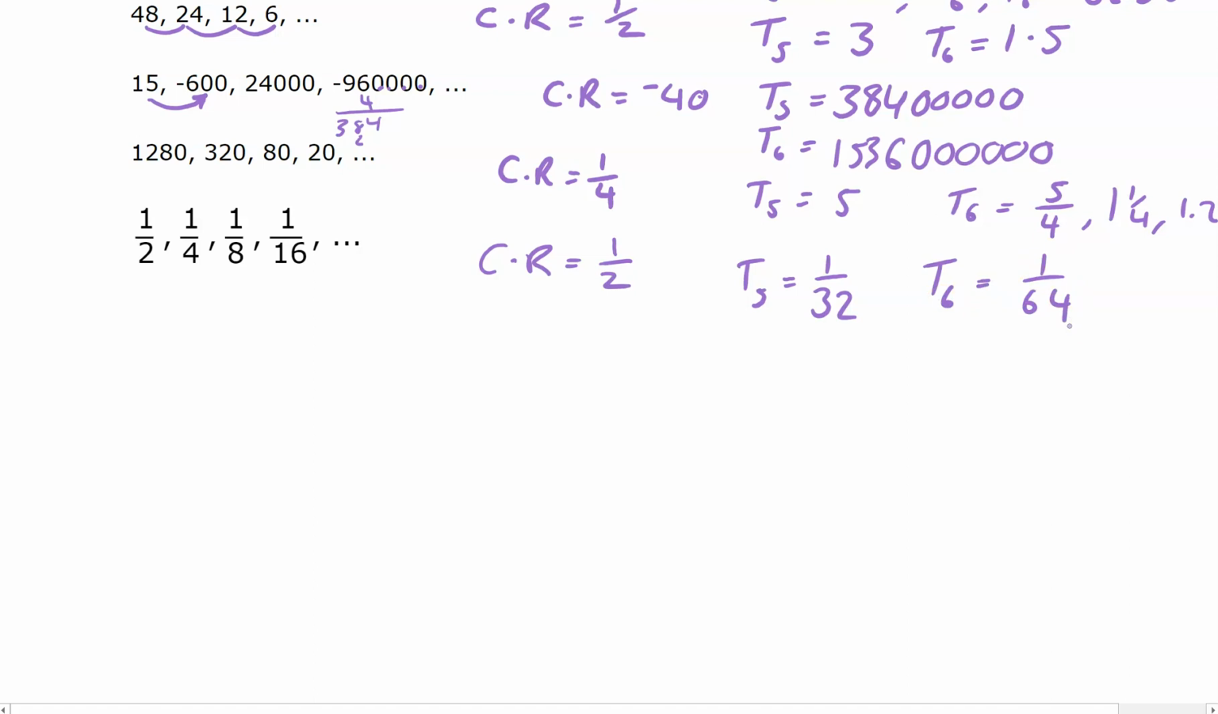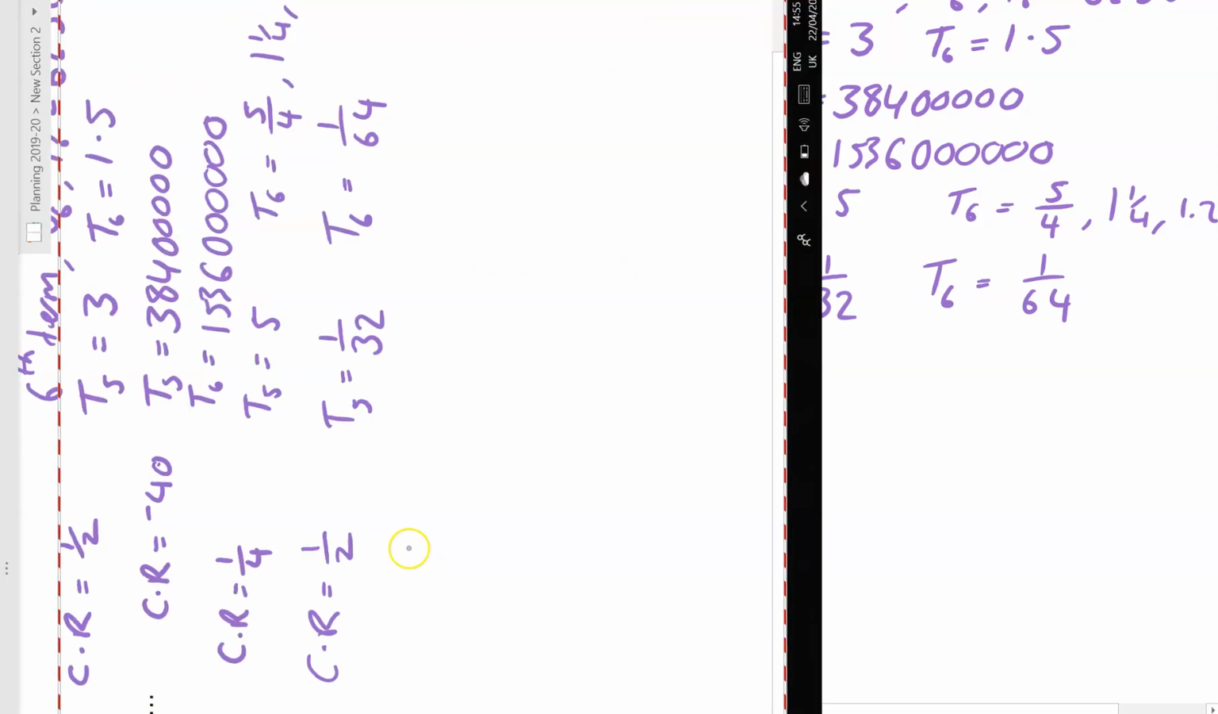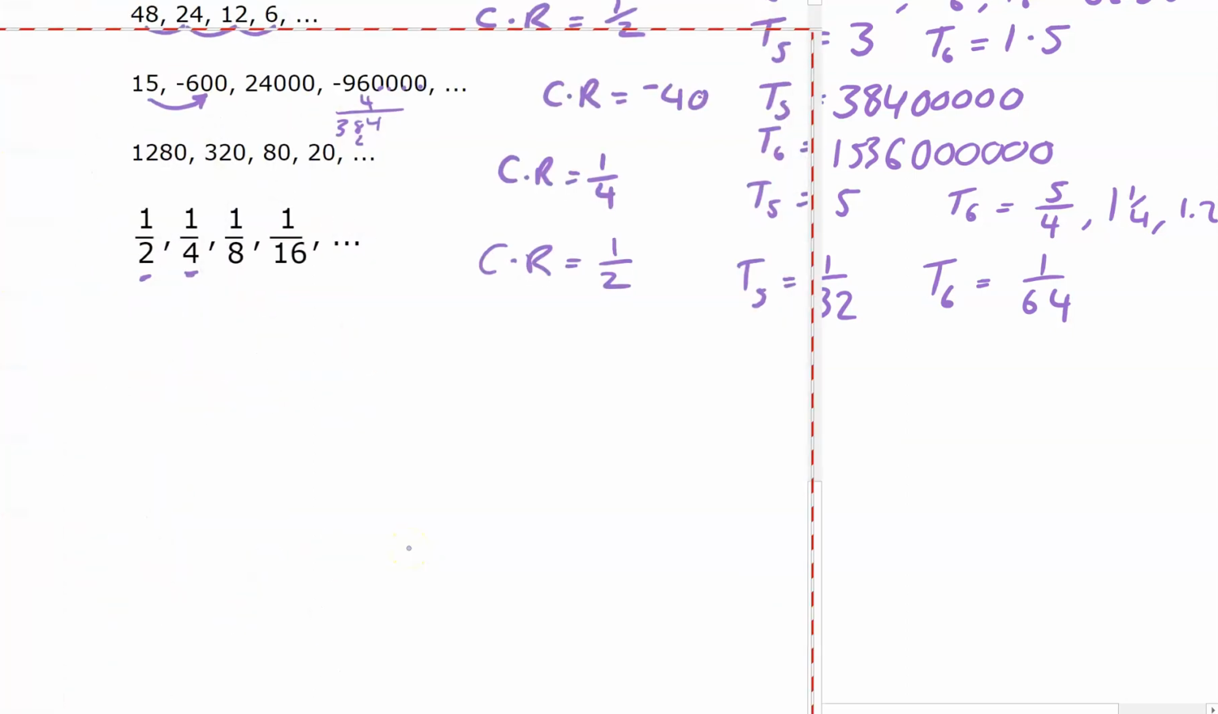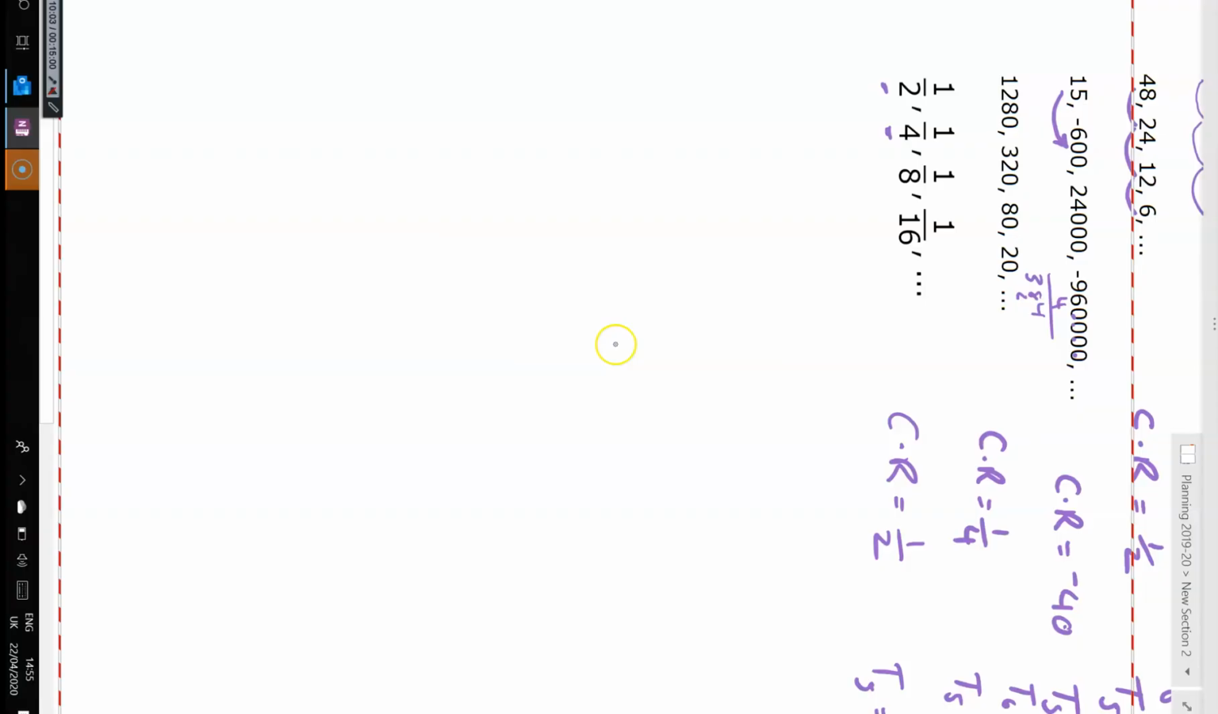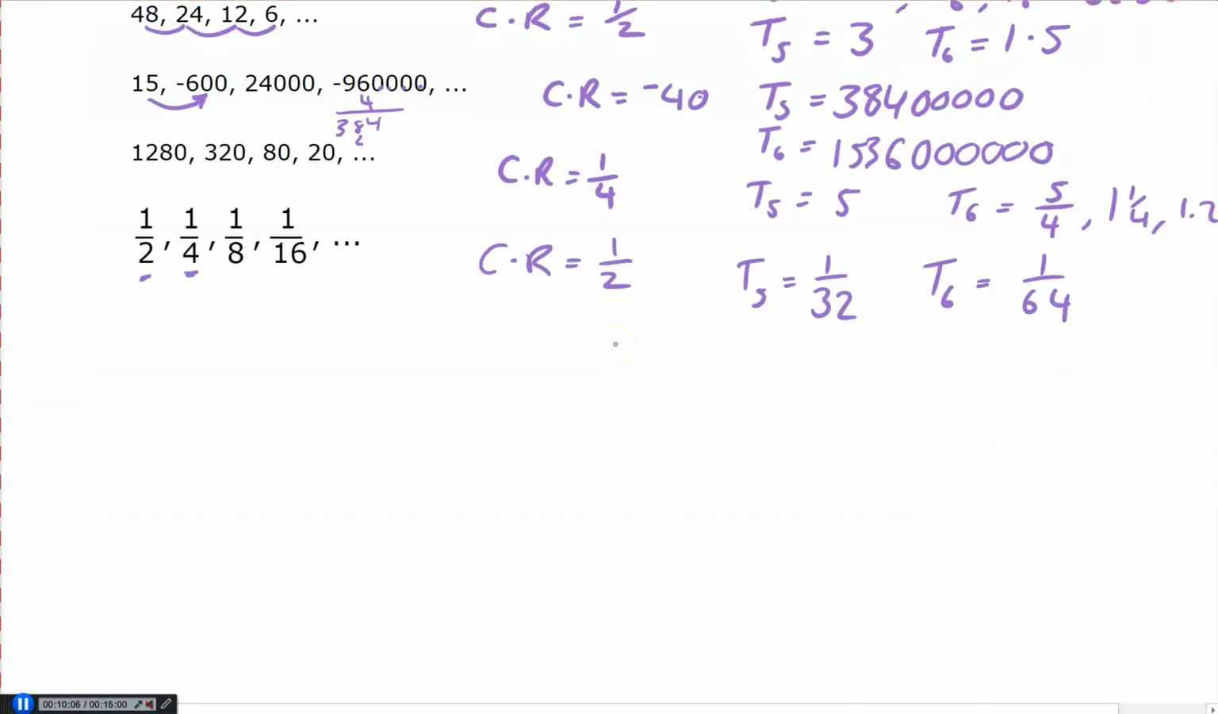Alright, so geometric sequences are reasonably simple. The common ratio is usually the second term divided by the first term, or any two sequential terms divided by each other, the bigger one by the smaller one. So it doesn't have to be the first two. It could be any two that are next to each other. You'll get the common ratio from any one of them.